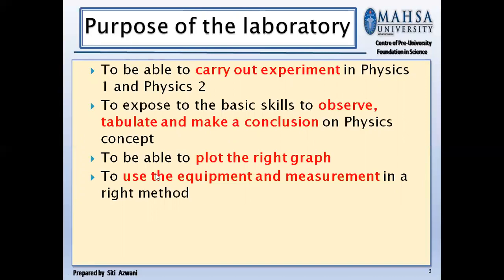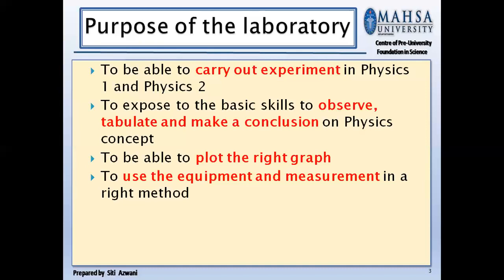Okay, next, students should be able to plot the right graph. Most of the experiments in physics 1 and physics 2 have a graph. You need to plot the graph, and you need to analyze your value, the information from the graph. So first you need to plot the right graph. If your graph is wrong, then the rest is wrong. At the end, the conclusion you write will also be wrong.